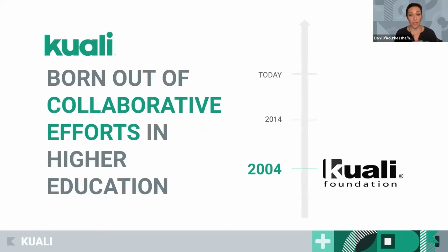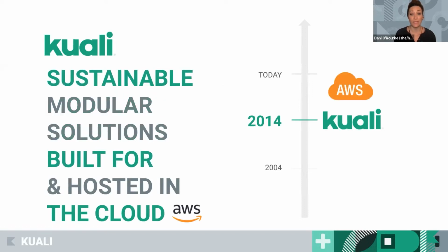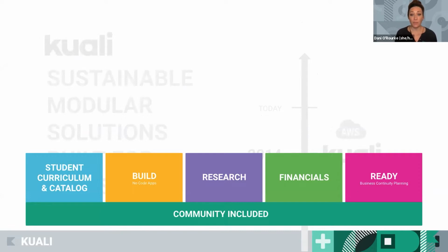To provide background, Kuali was born out of the collaborative efforts of higher education in 2004. Kuali disrupted the market by bringing something new and fresh to the world of ed tech. Because of this original vision, by 2014, we became a company building sustainable modular solutions built for and hosted in the cloud. Kuali's portfolio available today includes Kuali Student Curriculum and Catalog Management, Kuali Build, no-code apps, Kuali Research compliance and sponsored programs, Kuali Financials, and Kuali Ready business continuity planning.